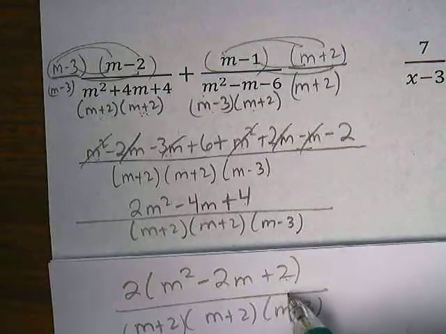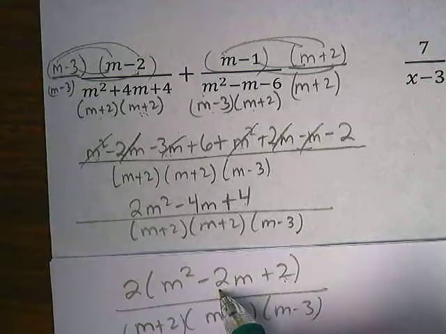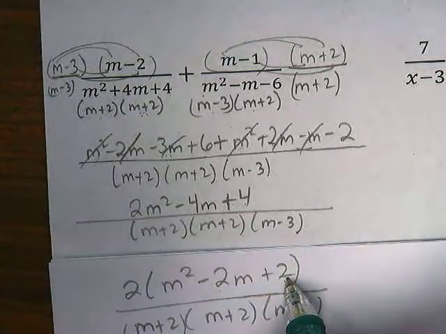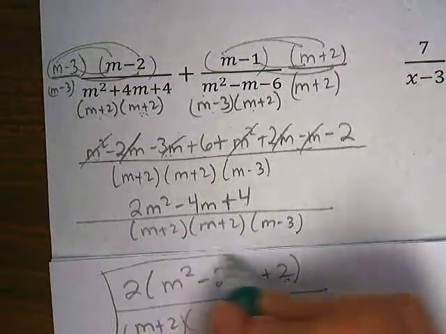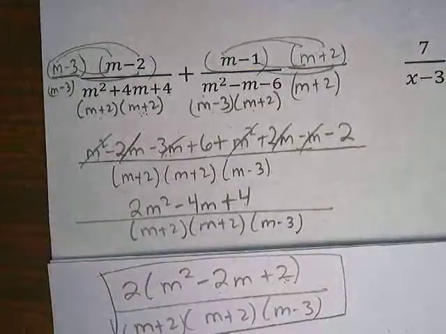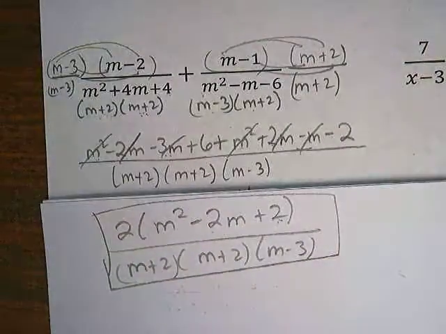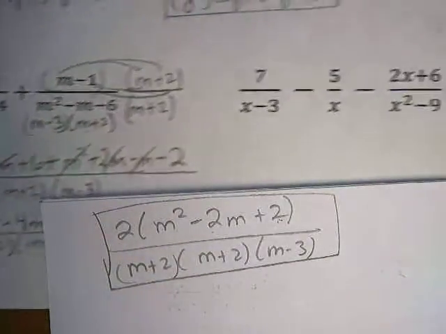There's nothing we can do to factor this any further because I'm looking for factors of 2 that add to negative 2. And if I had negative 1 and negative 2, those multiply together correctly, but they would add to negative 3. So I'm done at this point. A lot of work, but we got through it, just one step at a time, and watch our signs as we do it. Okay, last problem.